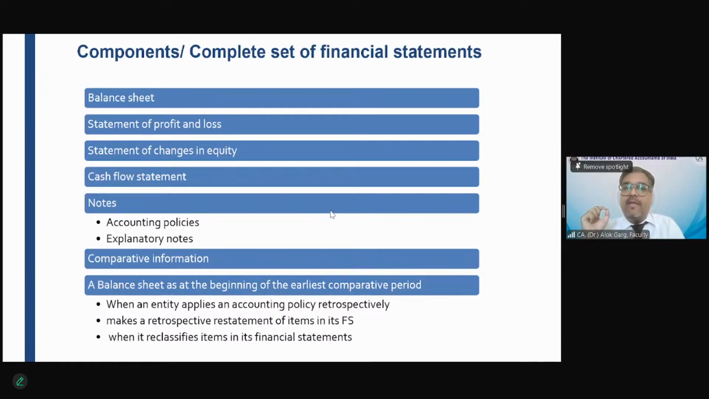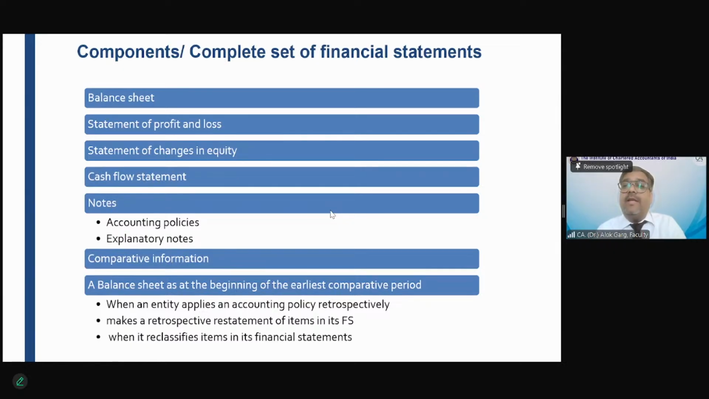For example, you have found an error that the property, plant and equipment was wrongly depreciated 5 years back. So you found this error in the current year 2024-25. Balance sheet date is 31st March 25. So you will provide the current balance sheet and you will provide the comparative balance sheet also, which is 31st March 2024. If current year is 24-25, what is the comparative year? 23-24 is the comparative year.